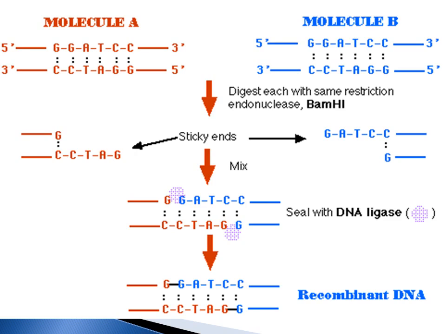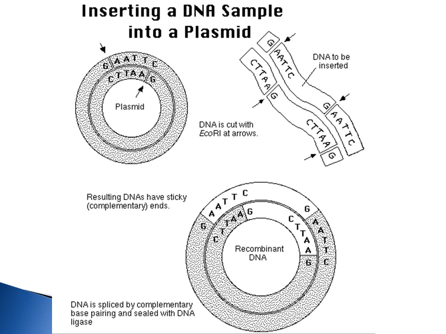When you take your 2 molecules, cut them with an enzyme, and put them together with ligase, you end up with recombinant DNA because you have DNA from a completely different source attached to other DNA. So here we have our plasmid, you're going to cut with EcoRI in this example. You're going to cut your plasmid between the G and the A. You're going to cut your DNA of interest between the G and the A, and then you're going to ligate your gene of interest into your plasmid.